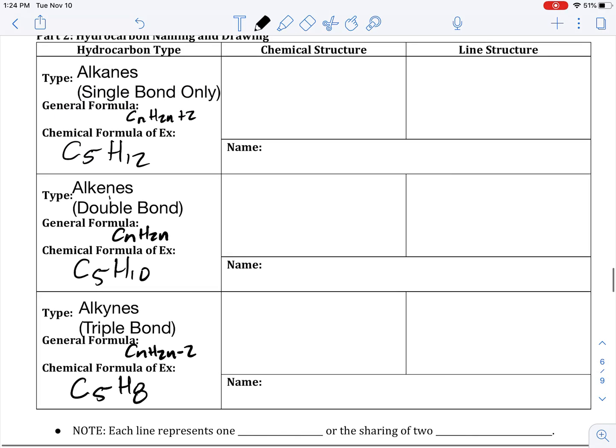Okay, so that's our information here as we go forth. So pause the video and make sure you write that down first. And then I'm going to move on.